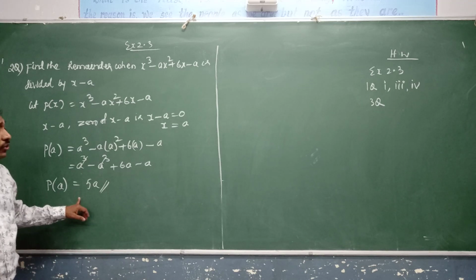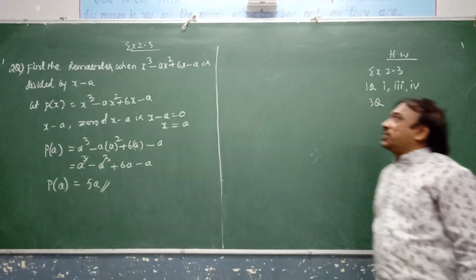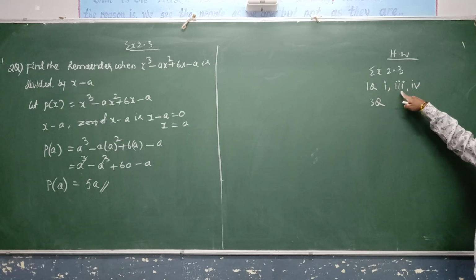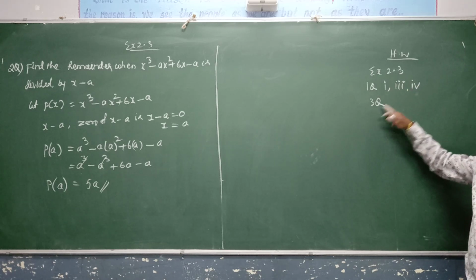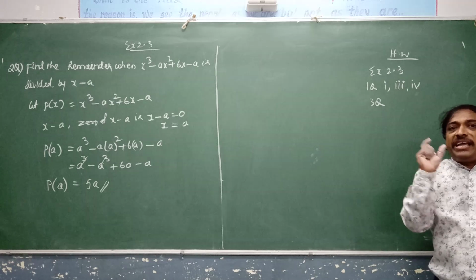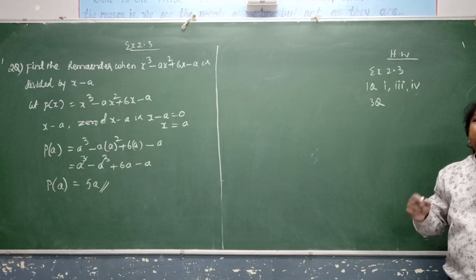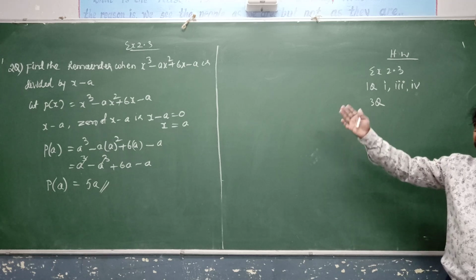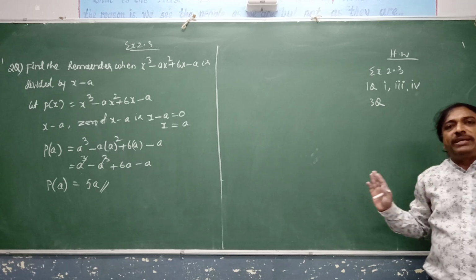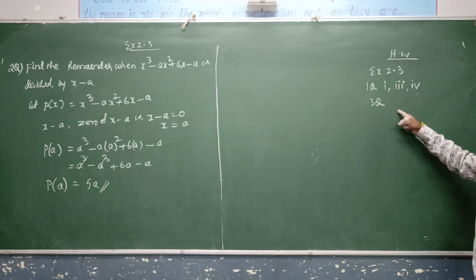I hope you understood how to find the remainder. In this same exercise, leftover questions are there. That is homework. Exercise 2.3, question number 1, first, third and fourth bit. In the fourth bit he mentioned x plus pi or x minus pi. The pi value you need not take as 22 by 7. You just write it as pi. In place of x you substitute a minus pi, whatever is according to the question. Pi square, pi cube, like that. No need to simplify as 22 by 7. These are the homework questions.